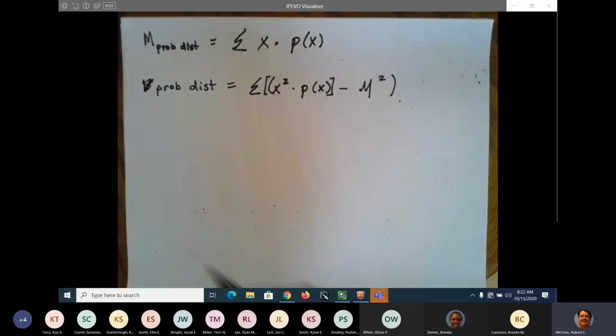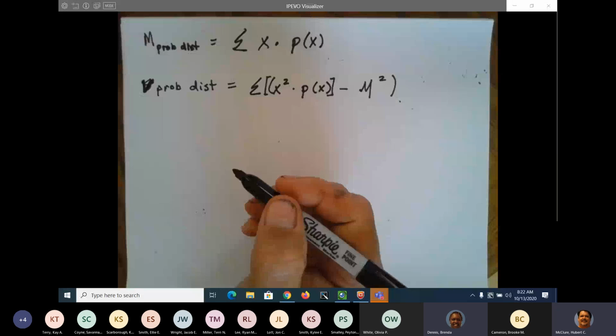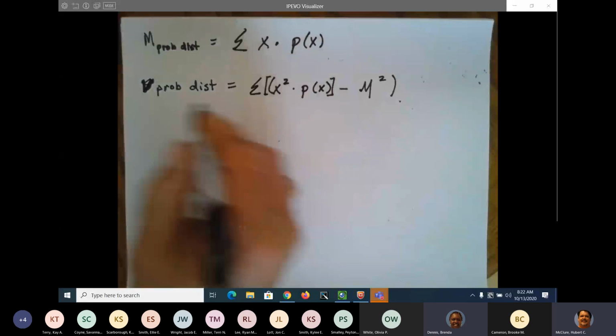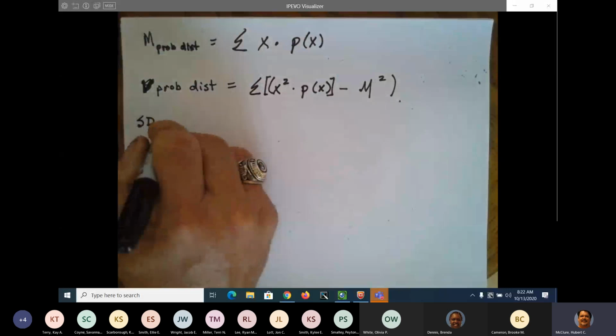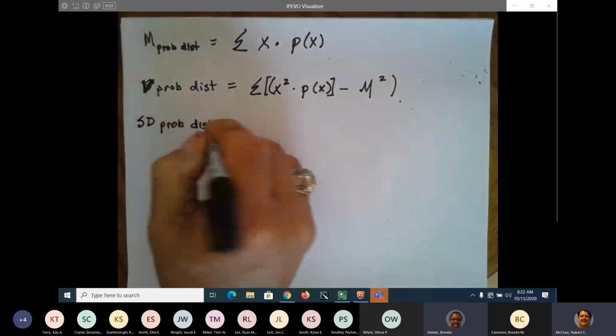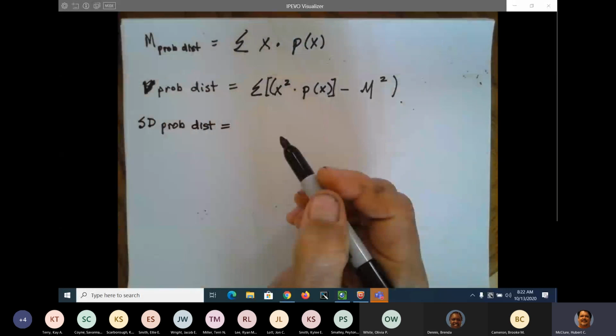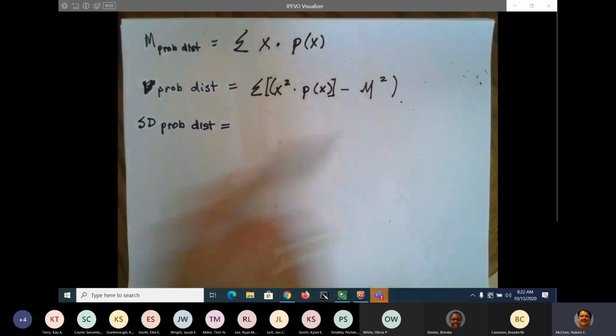So what is the relationship between the variance and the standard deviation? Standard deviation is always the what? Come on, I taught this to you in chapter 3. You don't want to look on the computer?